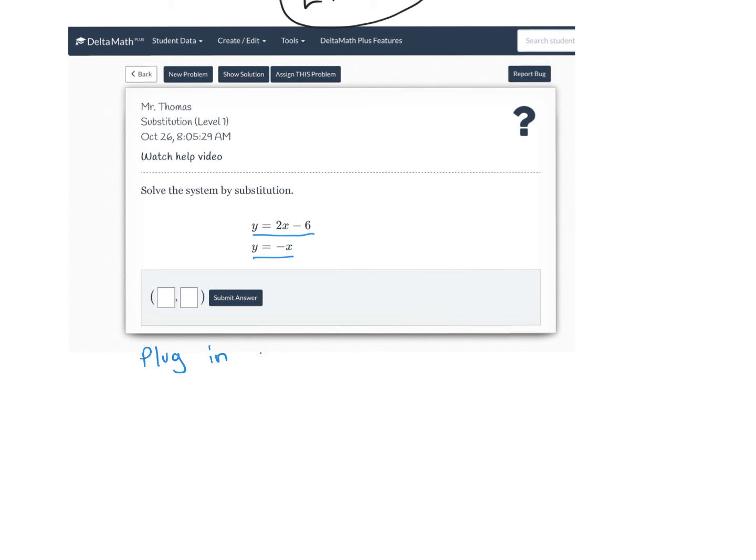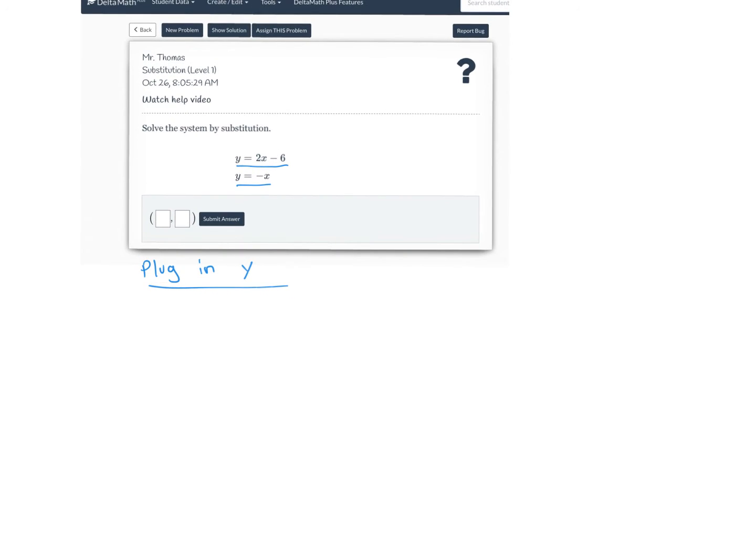So plug in y. This is what I'm doing here. And I'll show some arrows representing that, okay? So this y goes into the first y up there. So what does that look like? I'm going to rewrite the first equation, okay? Actually, let me rewrite the first equation as it is up there. And then I'm going to plug in y.